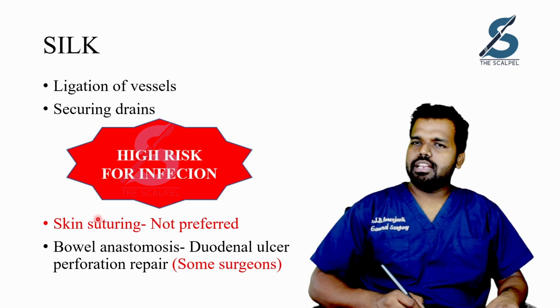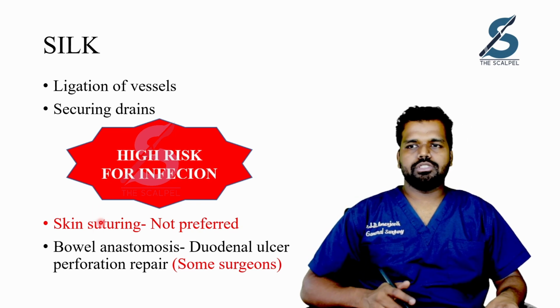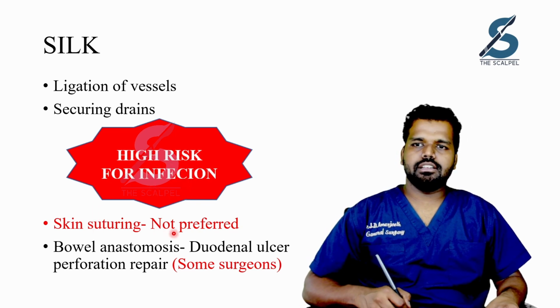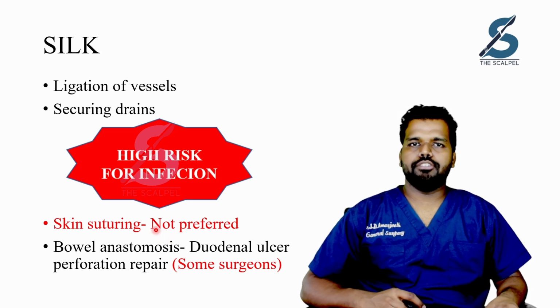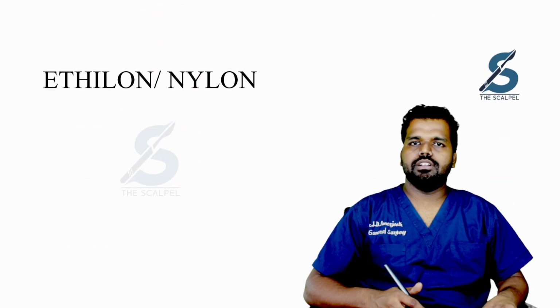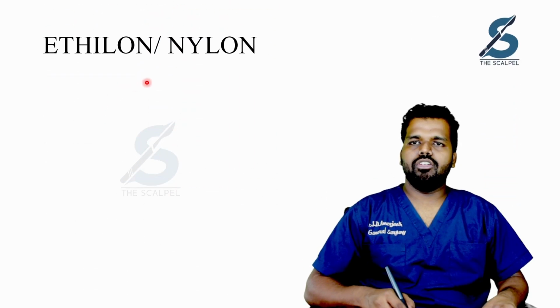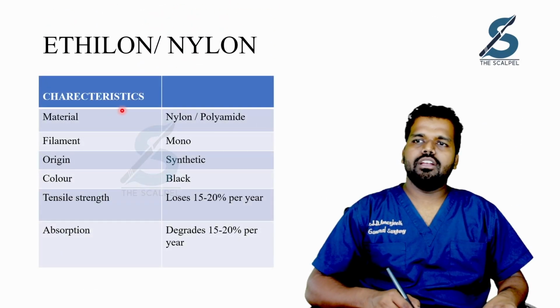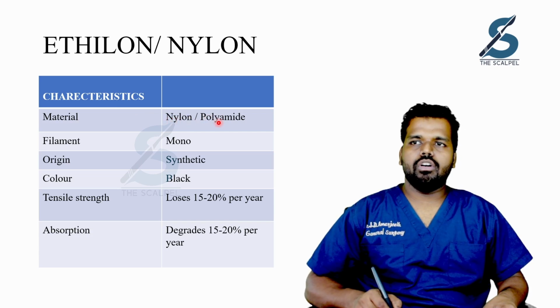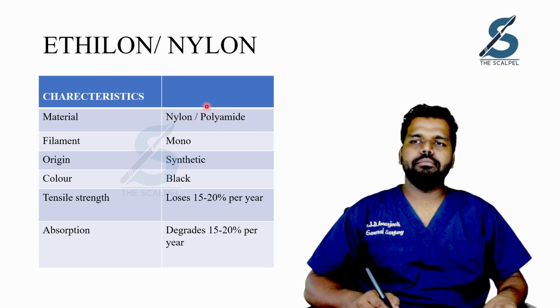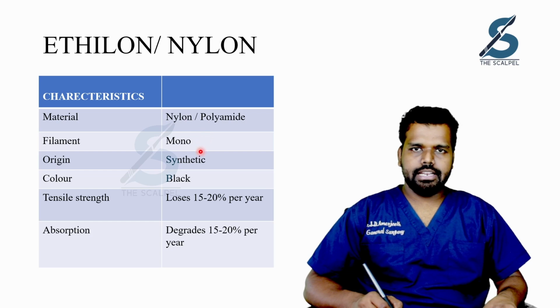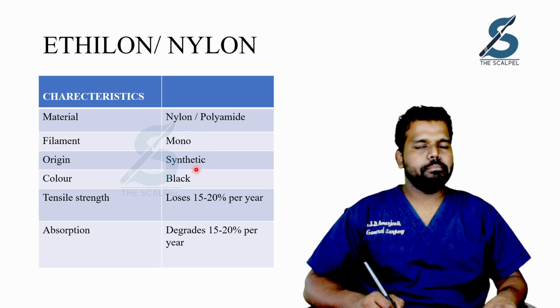And till now, some of the surgeons use silk sutures in double-layered intestinal anastomosis, and also some of the surgeons use it for duodenal ulcer perforation closures. So next we'll be discussing about Ethilon or nylon. Ethilon, the material is nylon or polyamide. Ethilon is the brand name, and it's a monofilament suture material which is synthetic and black in color.